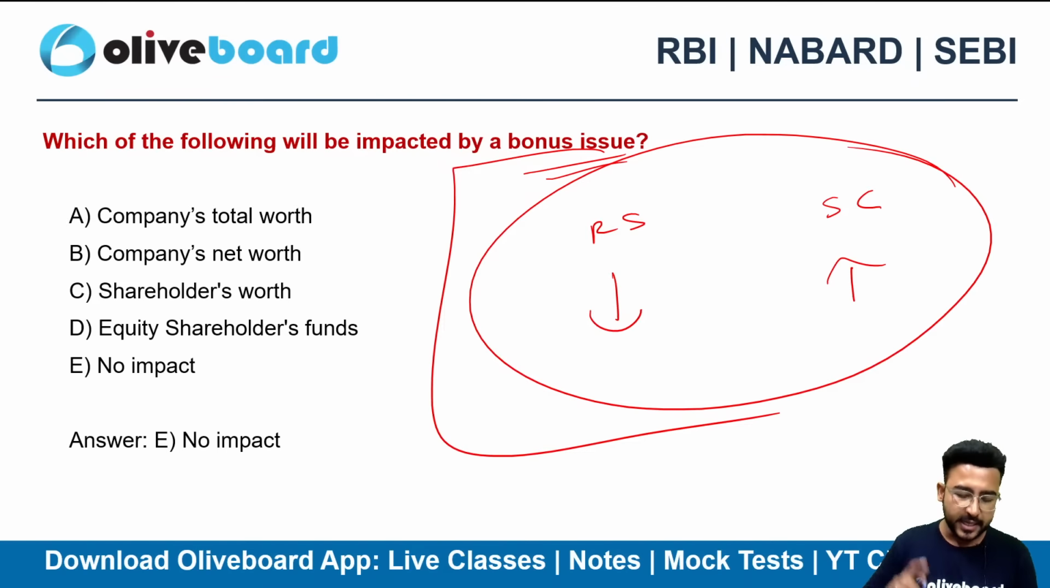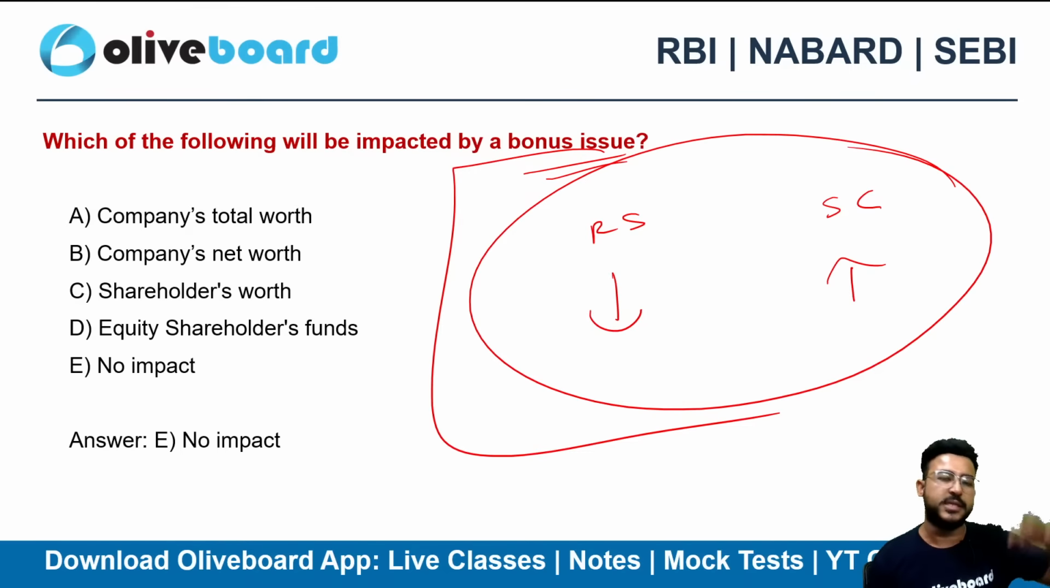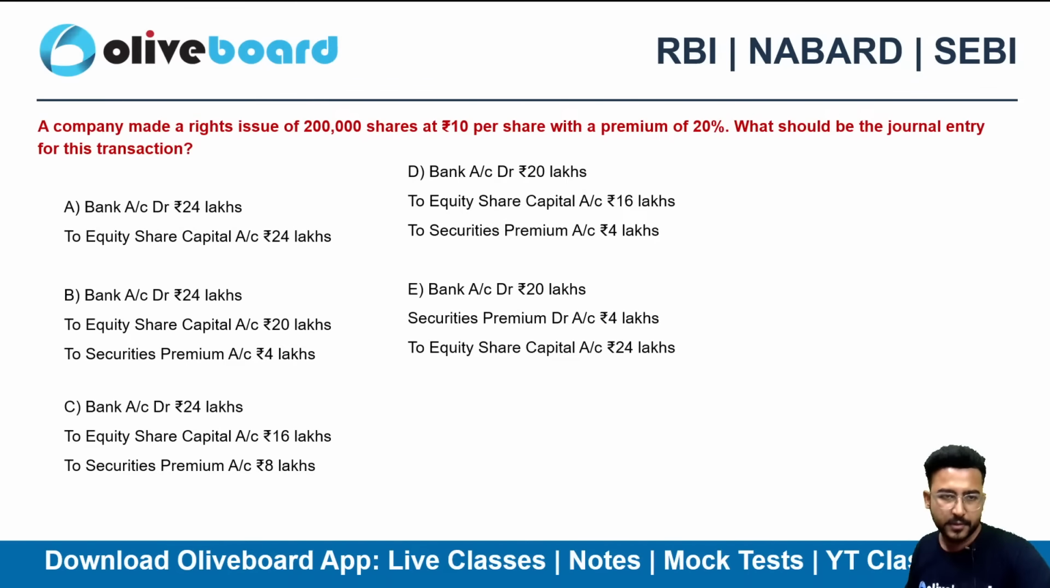If they clearly ask about share capital, it will increase. If they clearly ask about reserves and surplus, it will decrease. If they have asked about the number of shares, it would increase. But as of now, there will be no impact. So this is a trick question. It is a trick question, right?